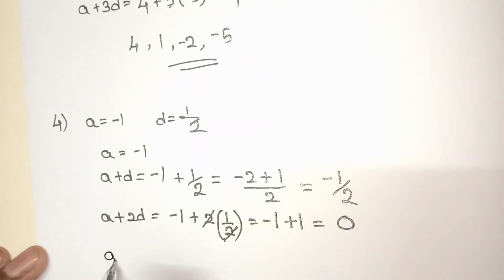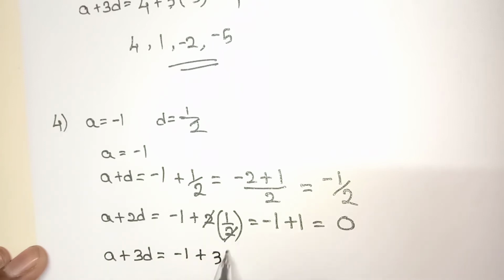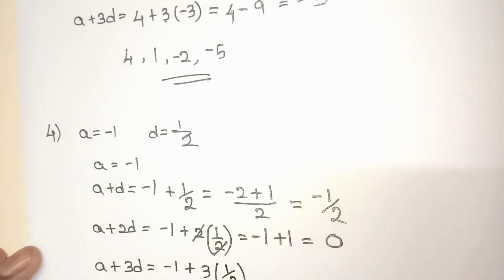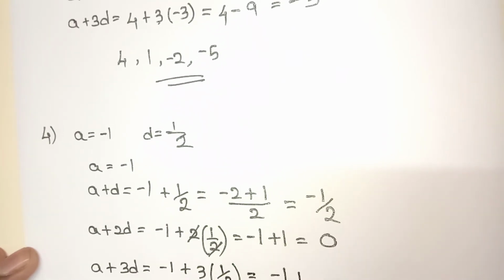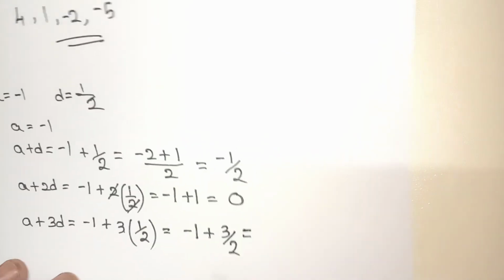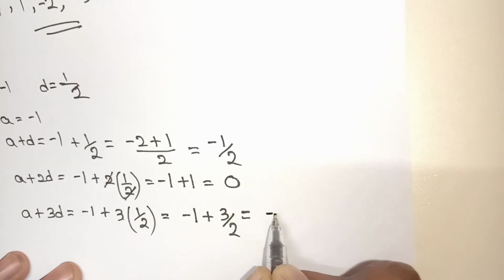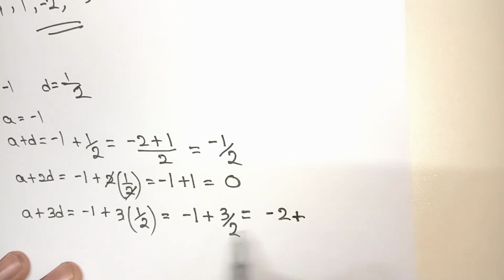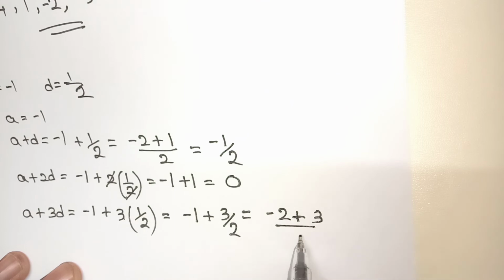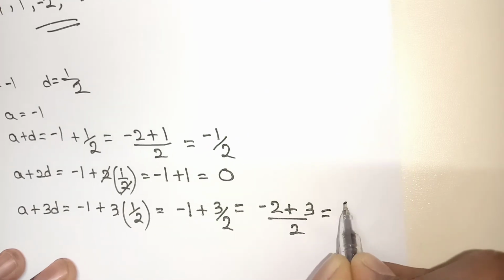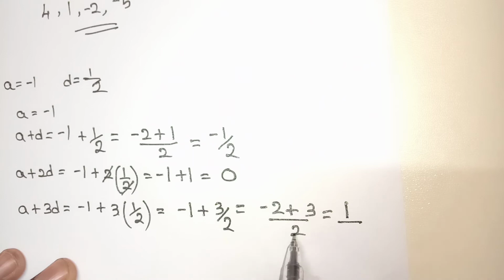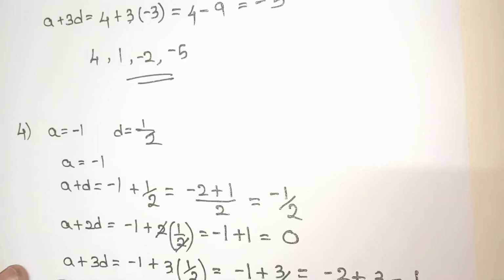Okay, next one, a plus 3d, and it is nothing but minus 1 plus 3 times the common difference. It gives minus 1 plus 3 by 2. 3 ones are 3 by 2. And we are again going to take the LCM now. That is 2 ones are 2, minus 2 plus 3 by 2, and it is going to give 1 by 2. We have found the 4 terms.